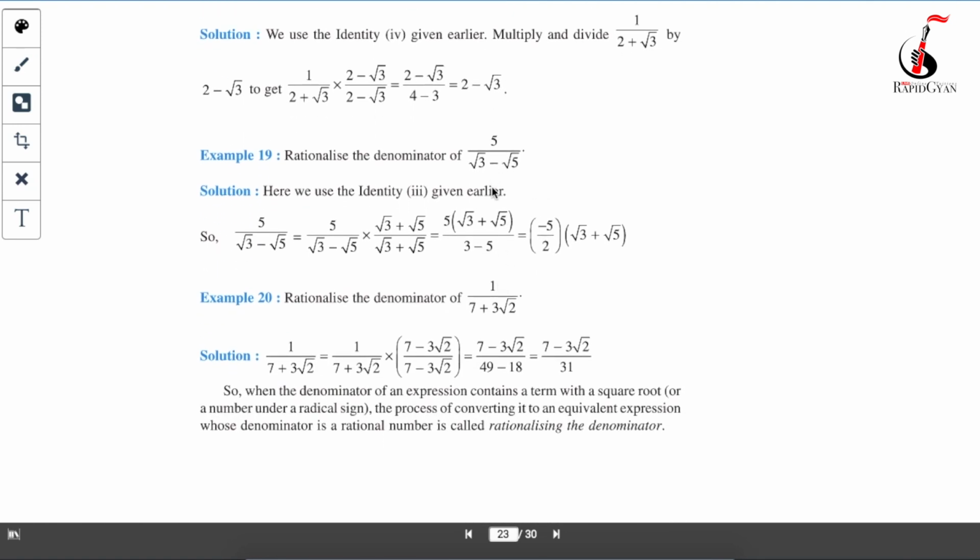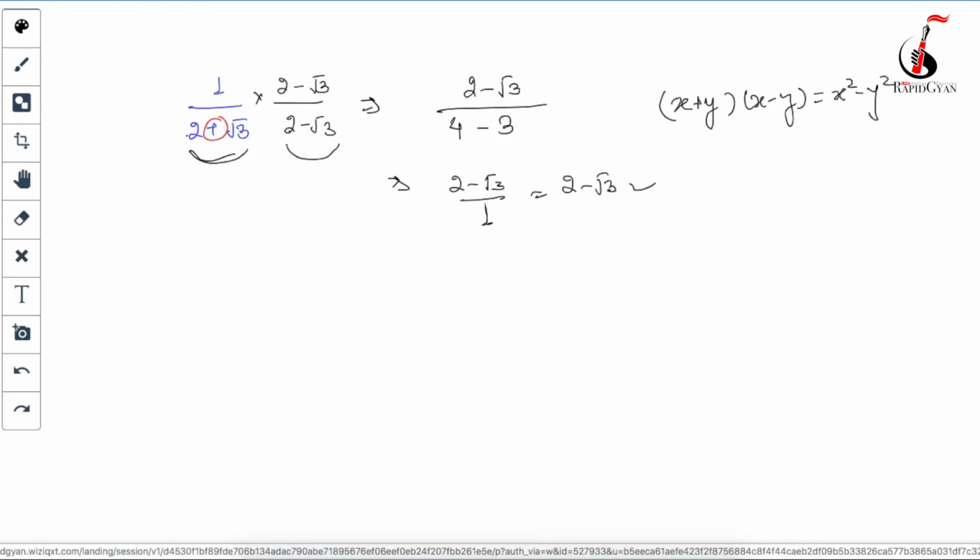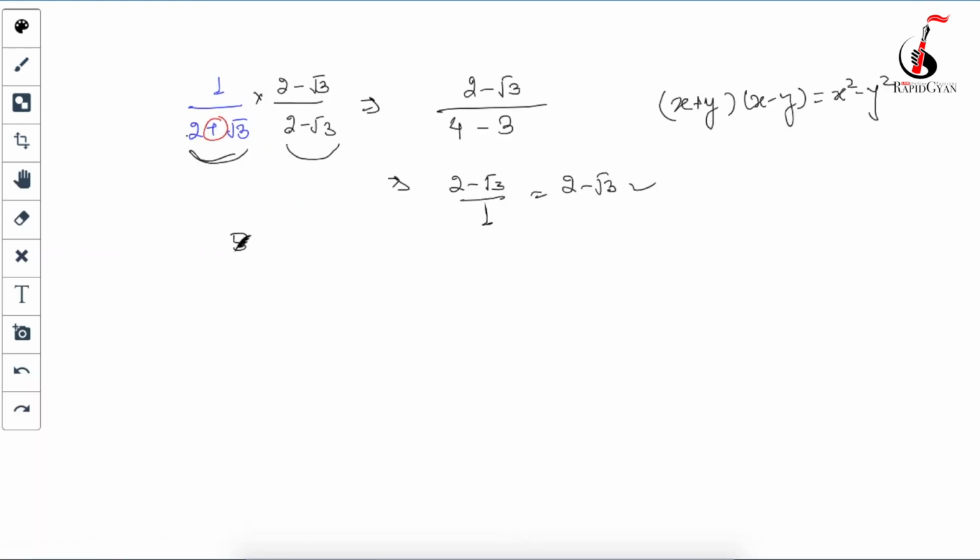Let's solve this. 5 upon under root 3 minus under root 5. Here also you will have to do the same thing I have already told you. What you will have to do? Under root 3 plus under root 5, and this will be again under root 3 plus under root 5. So numerator will remain the same, 5 in bracket under root 3 plus under root 5.